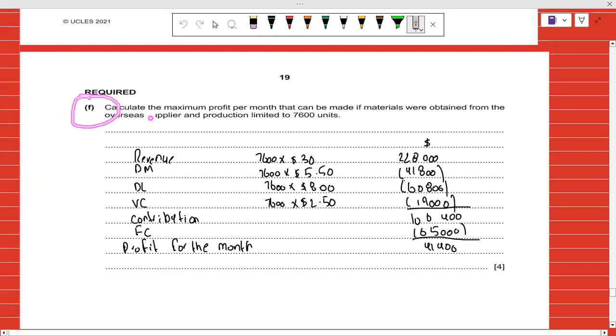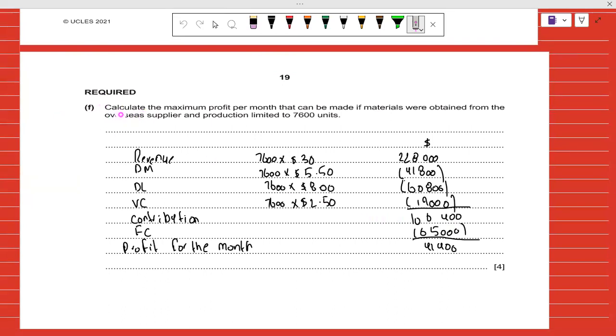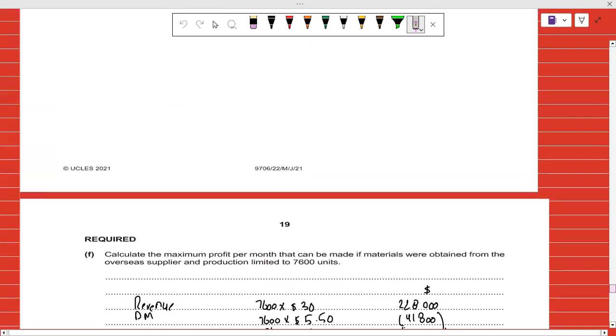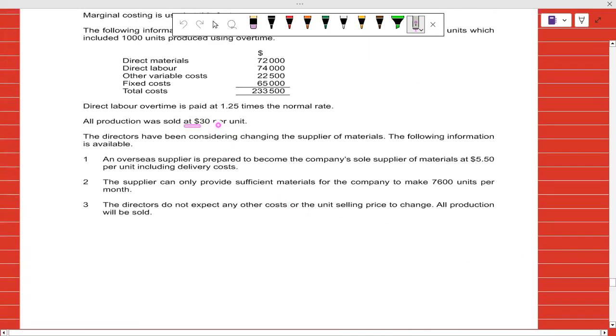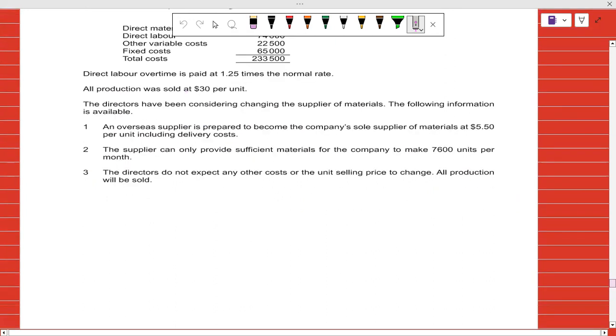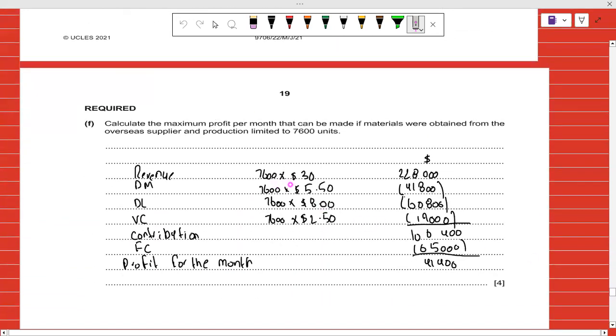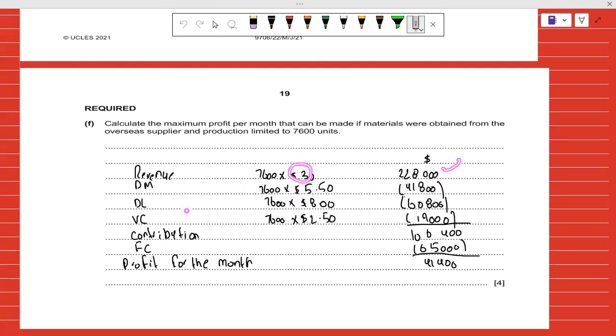So here you can see in part F, they are asking to calculate the maximum profit per month that can be made if materials were obtained from the overseas supplier and production limited to 7,600 units. So what would be the revenue for this? We know that 7,600 units would be our production limit, and the selling price for these units would be $30, as you can see. So we will have to multiply 7,600 by 30. So we will have this amount here.